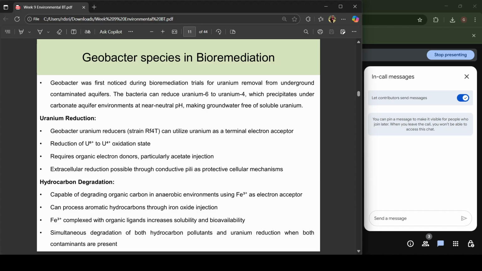Another interesting factor is that when both hydrocarbon and uranium are present, Geobacter species can simultaneously remediate both of them. Degradation of hydrocarbon takes place, whereas uranium is a metal, so it cannot be degraded, but it can be removed from the system using reduction and precipitation processes. So this we call biotransformation and not biodegradation.